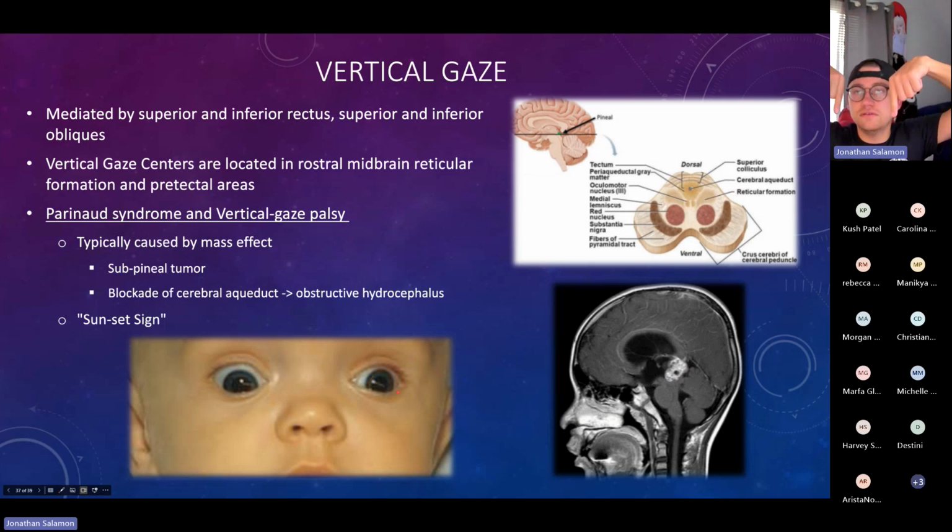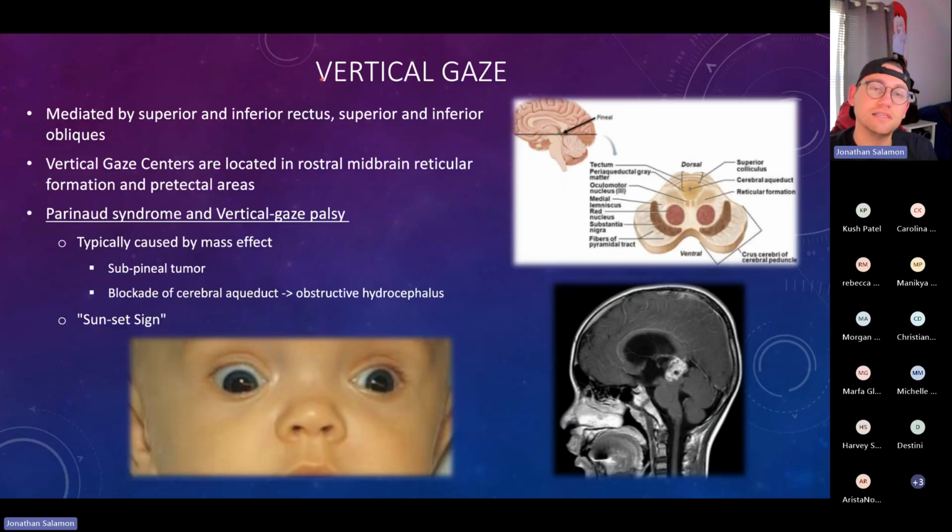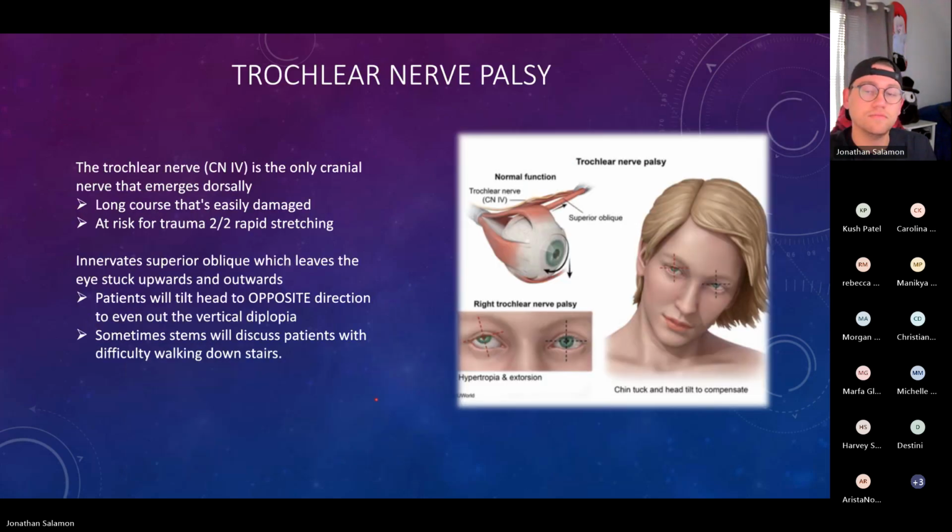Basically, you look down. That's it. This is not nearly as high yield as the other things. The only thing you need to know about this is if they describe it to you, you have to know that it's probably caused by a pinealoma. And so because of that, it usually happens in kids, right? And then they get the sunset sign, they look down.